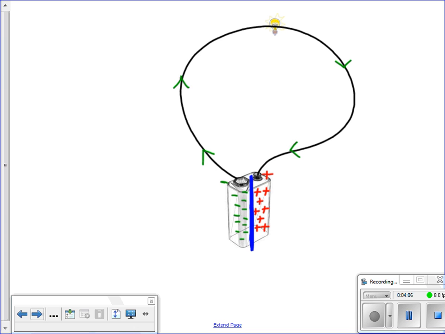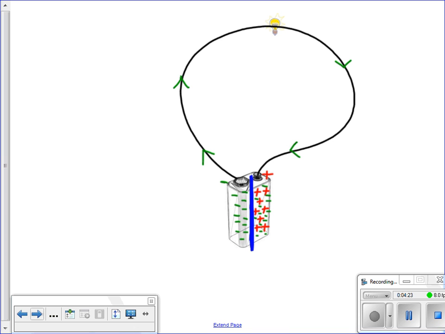Eventually, over time, of course, what is going to happen is those negative charges are going to accumulate on the right-hand side because they are attracted to the positive charges, and eventually over time this battery will lose its potential and it will lose its ability to do work.